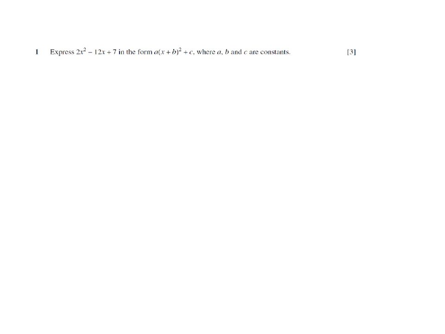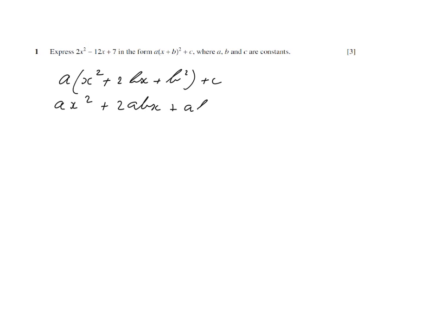First of all, I could expand that expression. So what will I get? I'm going to say a, and then I'm going to expand the 2 sets of brackets. So that's x squared plus bx, plus 2bx plus b squared, plus c. So you'll have ax squared plus 2abx plus ab squared plus c. Alright, and then I'm going to compare what I have here with the initial expression, and let me write that underneath. So you have 2x squared minus 12x plus 7.